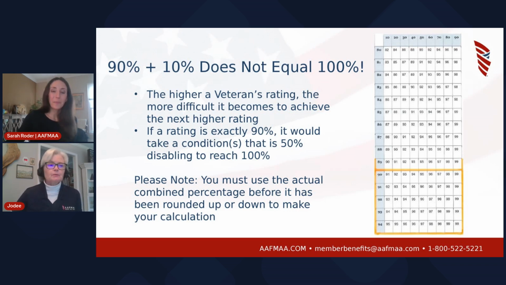So that's it in a nutshell, how the combined rating table works. And like I said, it's based on that whole person theory, which I think is a very interesting way to do it. They want to see the part of you that's healthy as well. Yeah, that's what I was going to say. I want to see the part that's healthy.